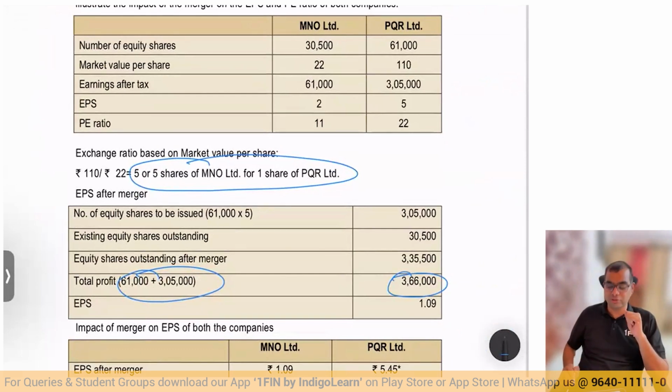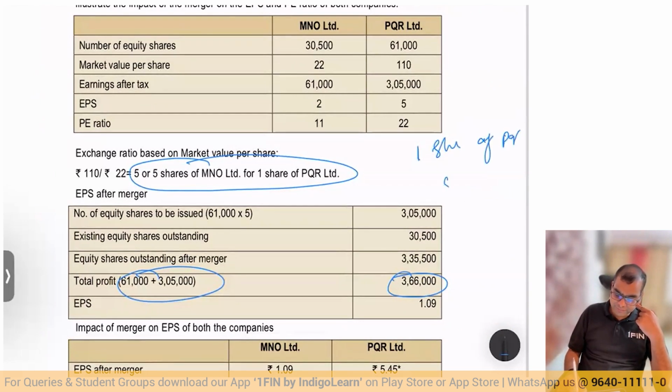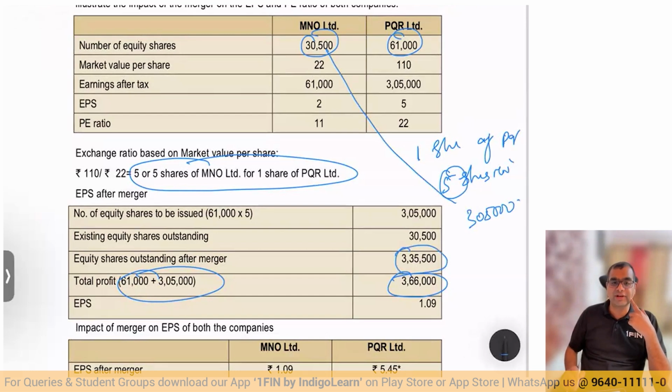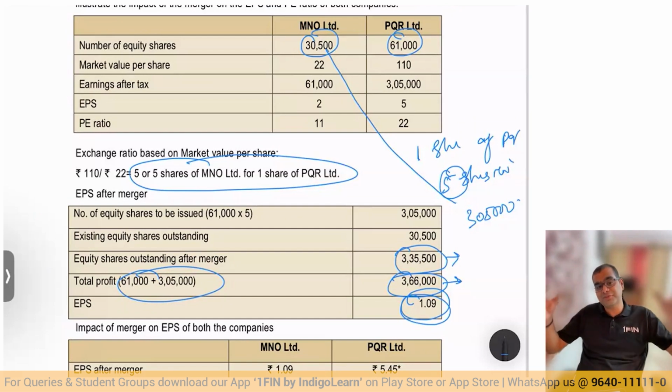But what is the new share count? The new share count as proposed by Mr. A is for every one share of PQR, he wants 5 shares of M&O. So there are 61,000 shares, and he wants 61,000 into 5, which is 305,000 shares. Already how many shares are in M&O? 30,500. So 305,000 plus 30,500 makes it 3,35,500. This is the total revised share count. So revised profit by revised share count, the EPS is 1.09. This is the revised EPS for the combined company.